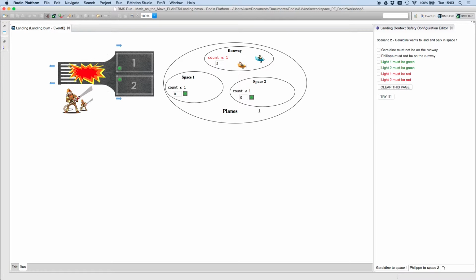We also use the Venn diagram to demonstrate the logical sets of the spaces. An example of safety condition here is that the counting within a set must not be more than 1. 2 or more indicates an accident.